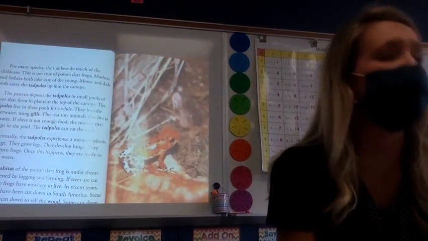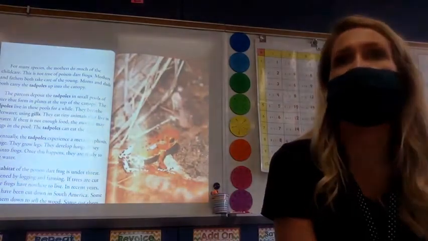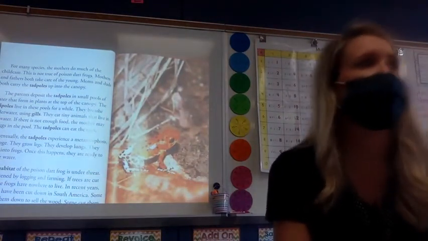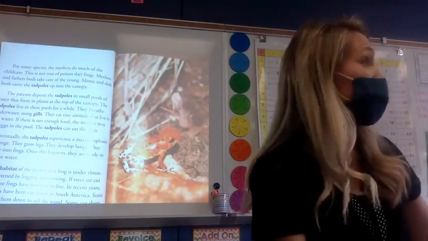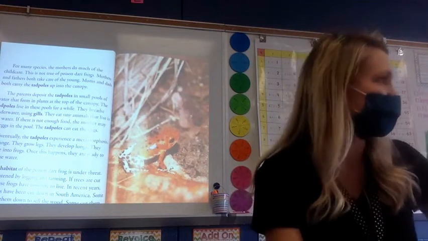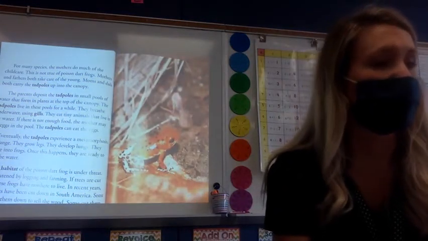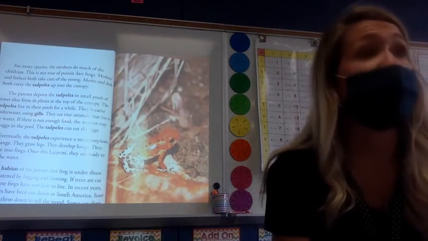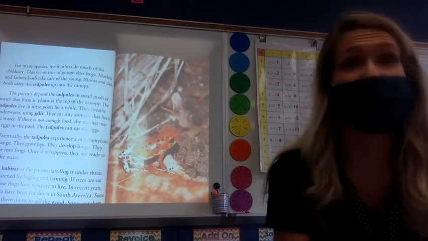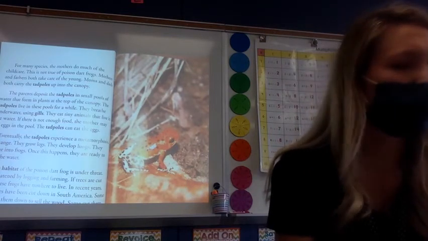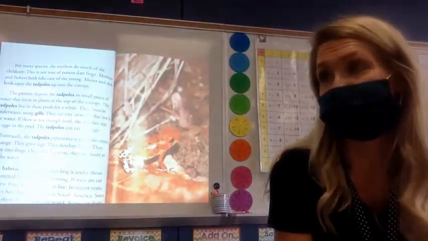For many species, the mothers do much of the child care. Okay, so that's a lot of them. My son likes to look in books, and he says, that's the mom, or that's the dad, and he'll ask where the other one is. And not all animals, the dad is taking care. It's a mother's job. But this one's different. This is not true of the poison dart frogs. Mothers and fathers both take care of their young. That's kind of cool, right? More like humans. Moms and dads both carry the tadpoles up into the canopies.